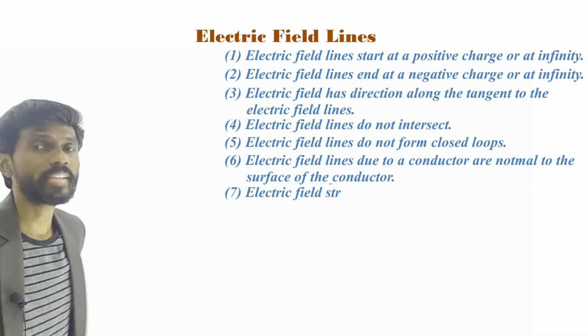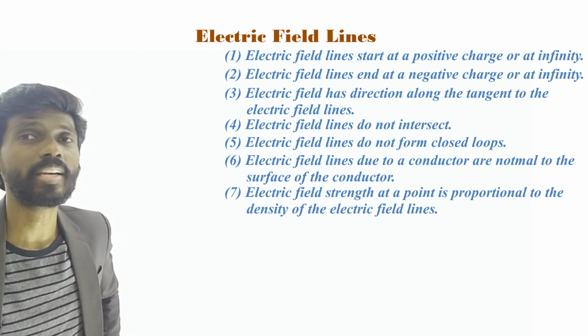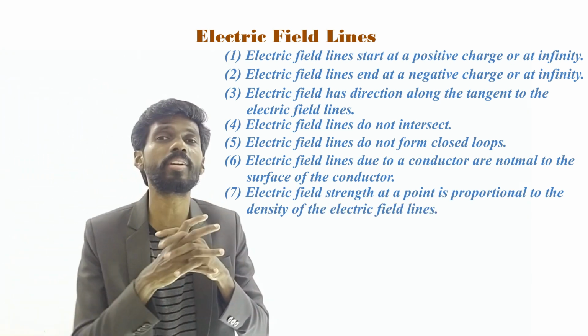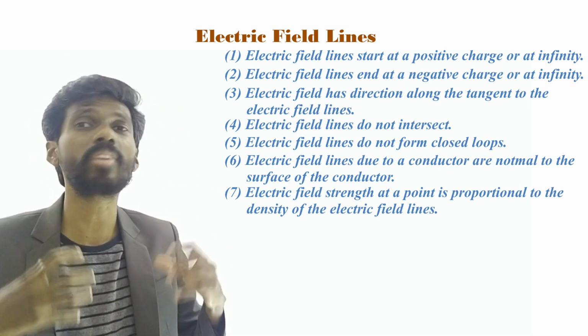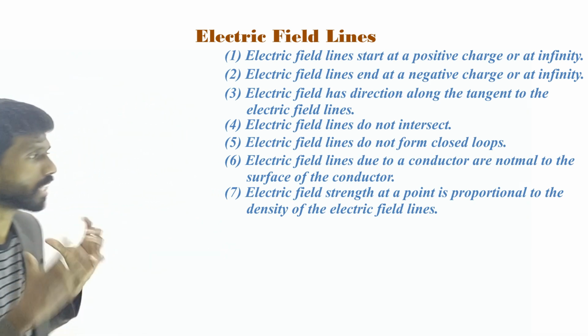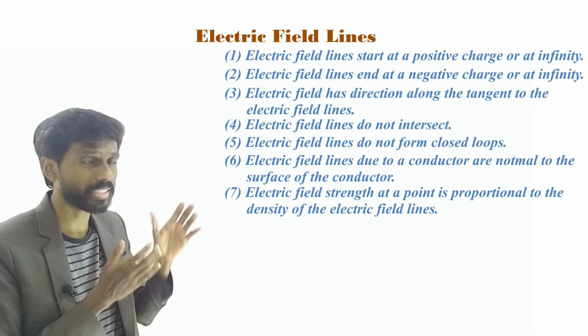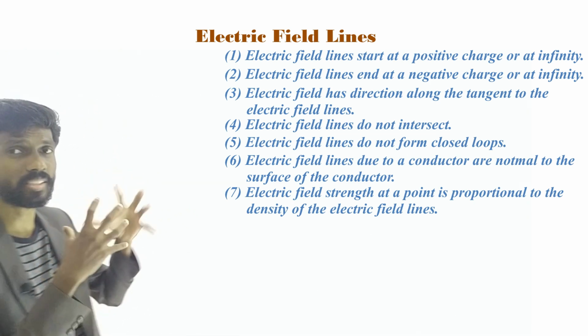And the next one is that the density of the electric field lines will give you an idea of the intensity of the electric field. The denser the electric field lines are, the more the electric field strength. Generally at a point closer to the charge, the electric field intensity will be more because the lines are closer to each other, which means denser lines.